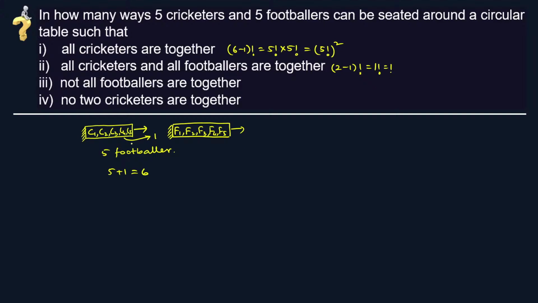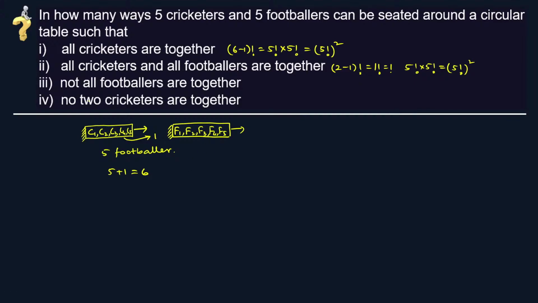Now, in every arrangement, the 5 cricketers can arrange among themselves in factorial 5 different ways, and the 5 footballers can arrange among themselves in factorial 5 different ways, which gives us factorial 5 whole square. So when all cricketers and all footballers are together, the total number of ways will be factorial 5 whole square. Now, see the third question.